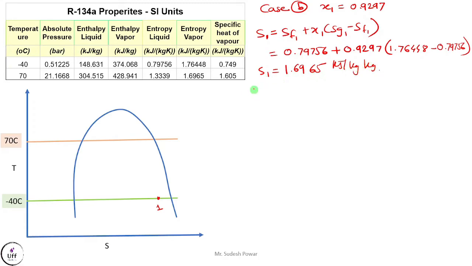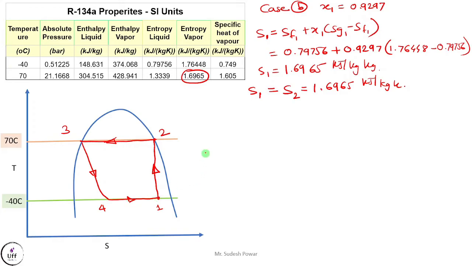Now if you see the entropy at point number 1, it is exactly same as entropy of vapor at 70 degrees centigrade. So as per our theory, S1 is equal to S2, and S2 we can see by using this table, this point number 2 directly lies on saturated vapor line. That means this is your point number 2. So we can join this point number 1 and 2. So once you got this point number 2, it is very easy to find out the enthalpies.